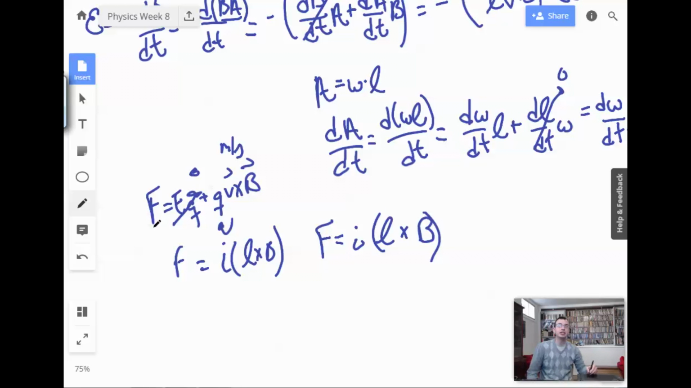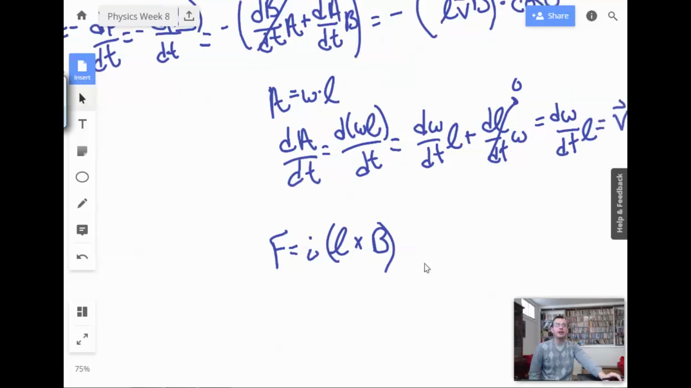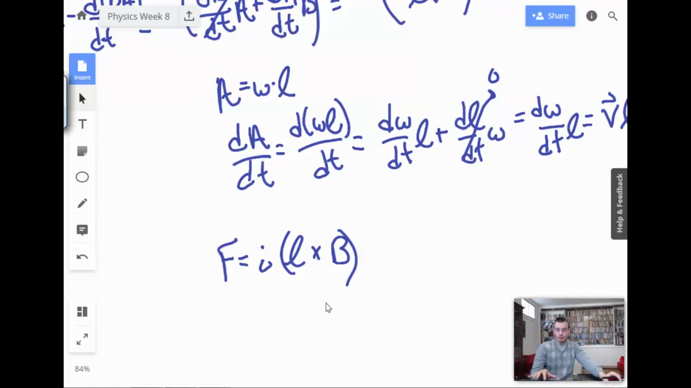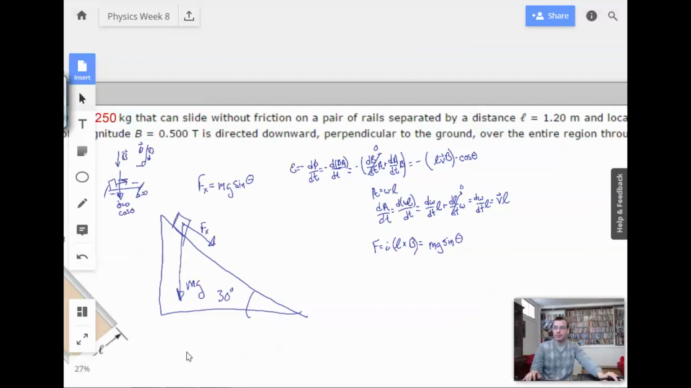So it's not magic. It's this equation right here, F equals EQ plus QV cross B, that we've used forever. By forever I mean for like a month. And we just reapplied it. So erase this, boom. Now we have our F equals I L cross B equation, and that's what we're going to try and work with here. We know what the force is going to be. The force we already figured out was mg sine theta, because that's the standard force on a block sliding down a ramp.